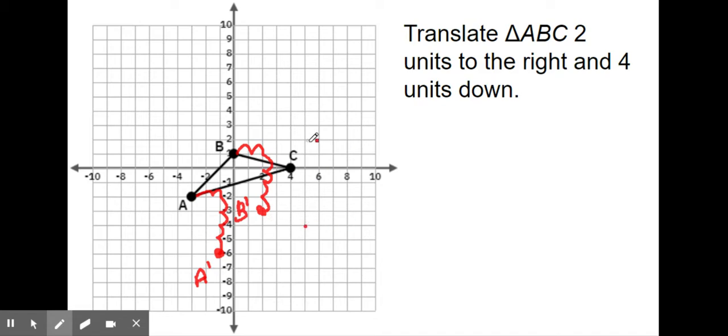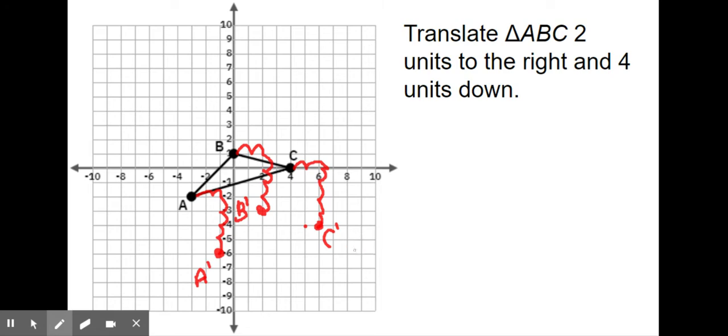And if we use the same method of counting the spaces, we would go right 2 units and down 2, 3, 4. So I made a small little error. Go down 1, over 4, down 1, over 2, 3, 4. So I did make a mistake earlier, which is okay. It's just important to double check your work.